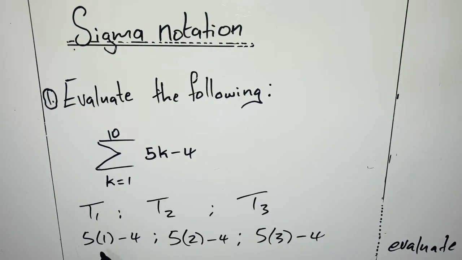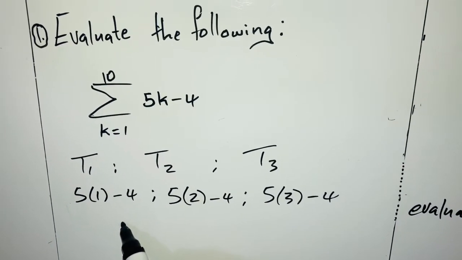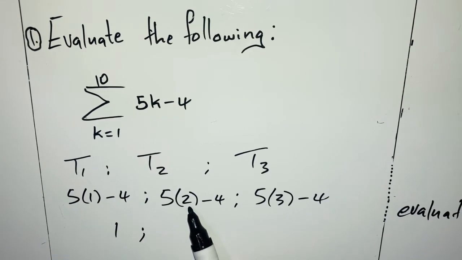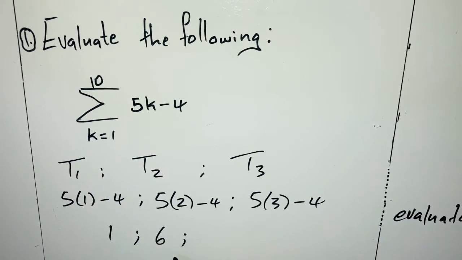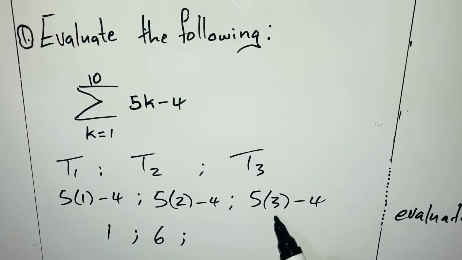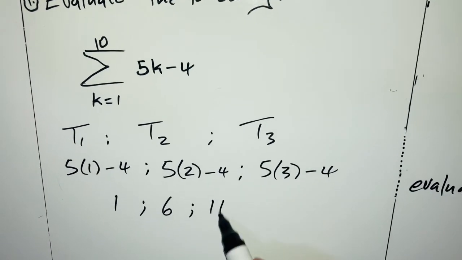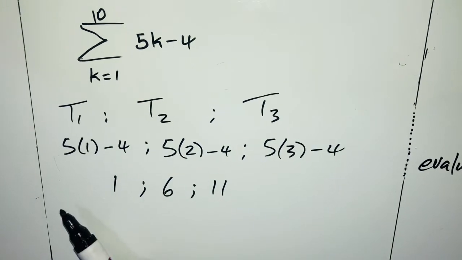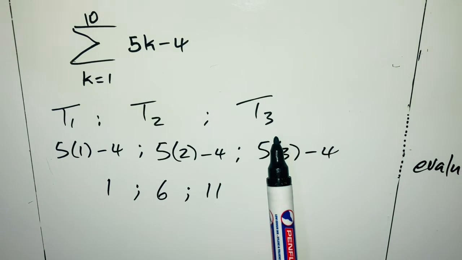Then 5 times 1 is 5, minus 4, I get a 1. So my T1 is 1. 5 times 2 is 10, minus 4, I get a 6. 5 times 3 is 15, minus 4, I get 11. Now I've found my first three terms, T1, T2, T3.